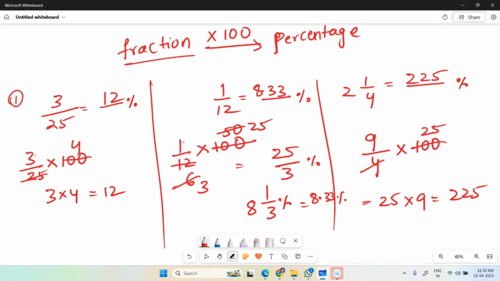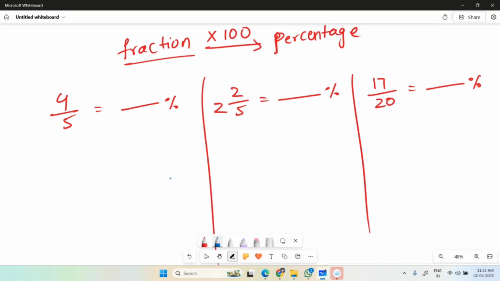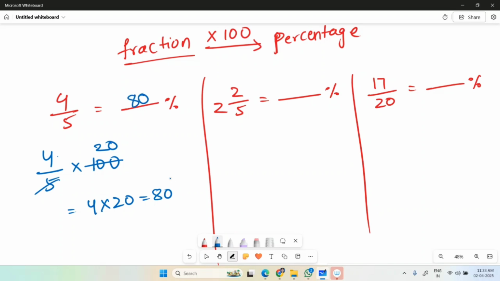And I'm writing some questions here and you also solve along with me. 4 out of 5, convert into percentages. While converting fractions to percentages, we always multiply by 100. 5 times 20 is 100. Now 4 times 20 is 80. So 4 by 5 is nothing but 80 percent.